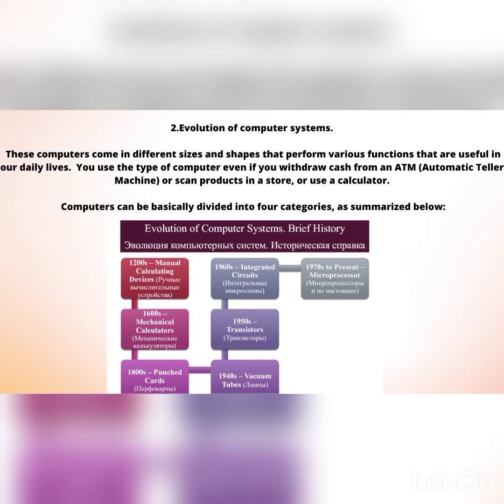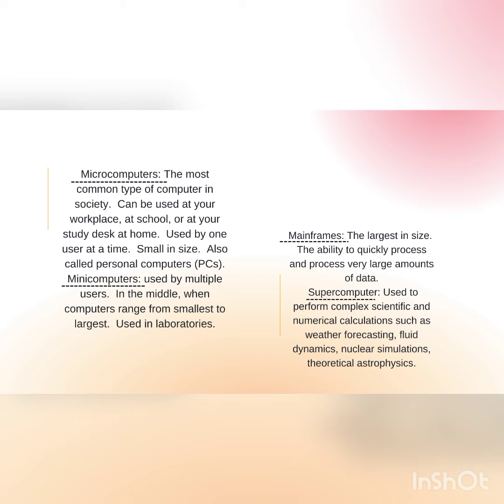These computers come in different sizes and shapes that perform various functions that are useful in our daily lives. You use some type of computer even if you withdraw cash from an ATM, scan products in a store, or use a calculator. Computers can basically be divided into four categories as summarized below. Microcomputers, the most common type of computer in society, can be used at your workplace, at school, or at your study desk at home. Used by one user at a time, small in size, also called personal computers.